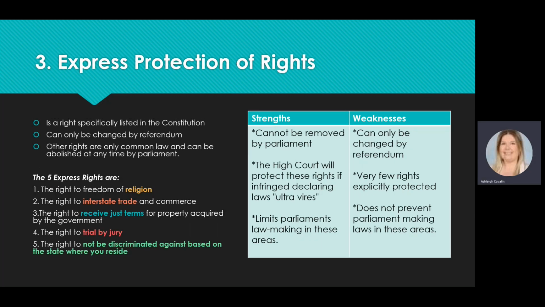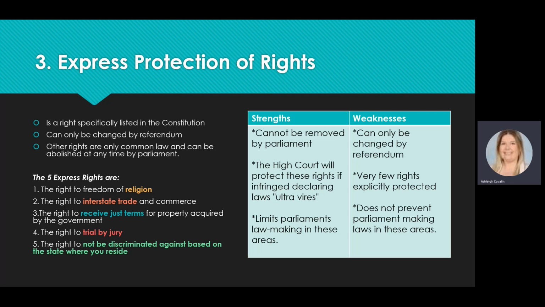Check 3. Express protection of rights. This is probably the easiest one to outline. We have rights which are specifically listed in the Constitution. These rights can only be changed by referendum. What about all of our other rights? Well, our other rights are only common law, and common law can be abolished at any time by Parliament.